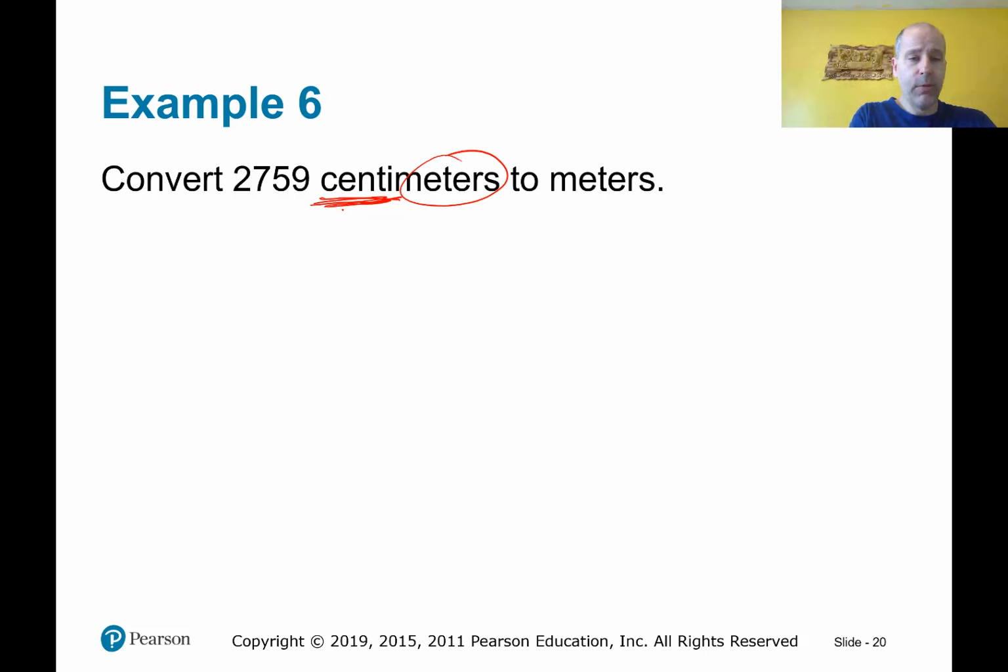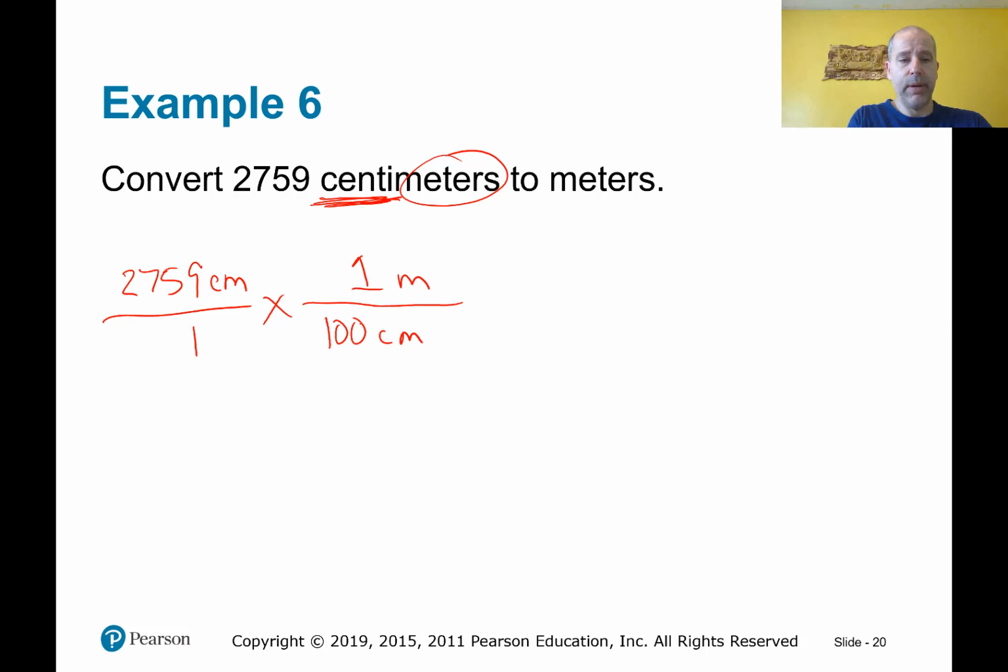So if we want to convert from centimeters to meters, we're going to use that fact. So 2759 centimeters over 1. And we're going to use the fact that there are 100 centimeters in each meter. And so I put centimeters on the bottom because we need to cancel with the centimeters on the top. And of course, the answer needs to be meters, which perfectly works fine because our final unit is in meters. So that is correct. And so all we have to do is multiply across the top and the bottom.